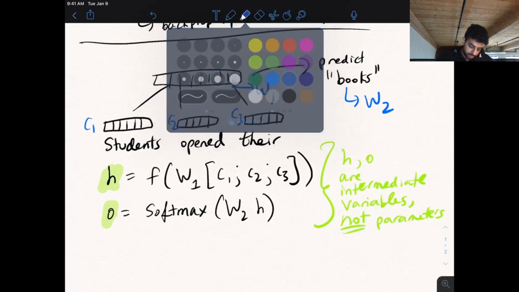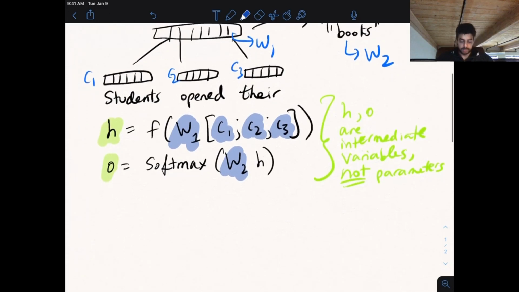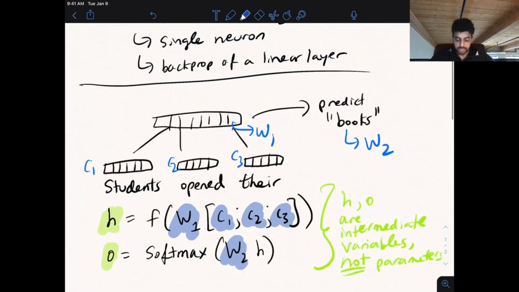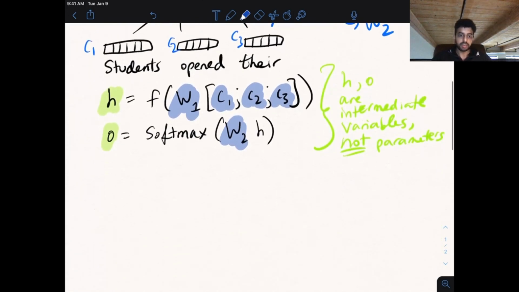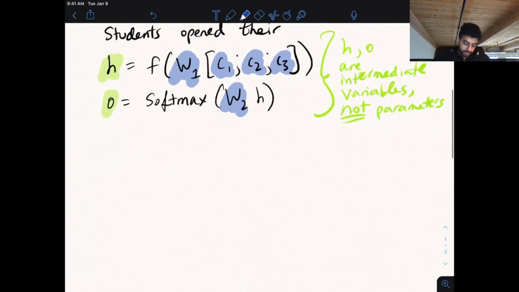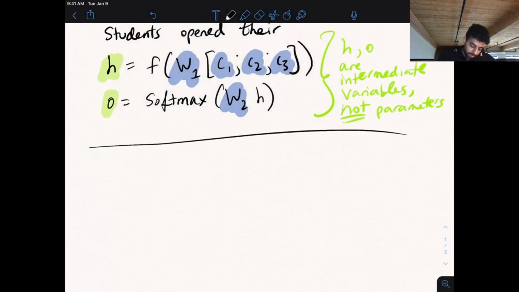which are, I'm probably going to go overboard on the highlighting. Apologies in advance. But the highlighted things are the model parameters. So the highlighted things are what we're going to adjust. And what we eventually care about is that the output of this softmax layer, this probability distribution O, is more in line with what we would expect to predict. So for this prefix, maybe assigning a high probability to books. Okay, and so here we've got our model parameters.